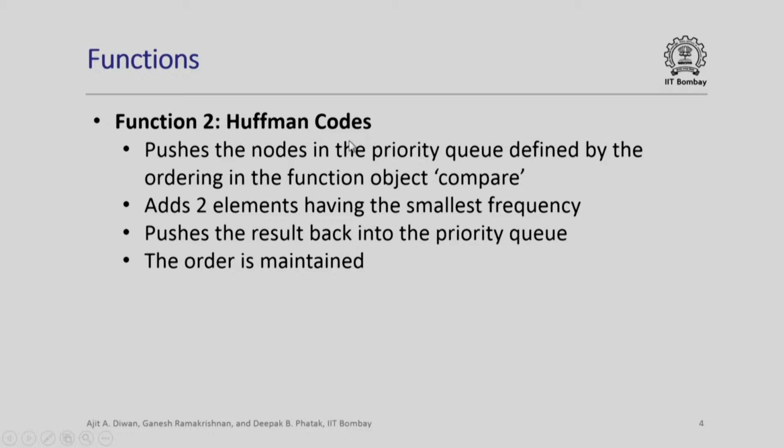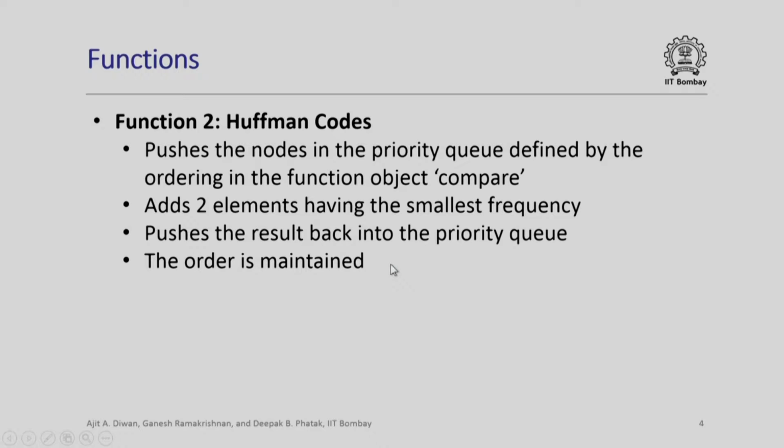What it does is, it will push the node in the priority queue which is defined by the ordering of the function object called compare. So, anytime a new node is to be inserted, it will use this function object compare and decide whether the priority order should be above or below the previous element. This will add two elements having the smallest frequency and will push the result back onto the priority queue so that the order is maintained.